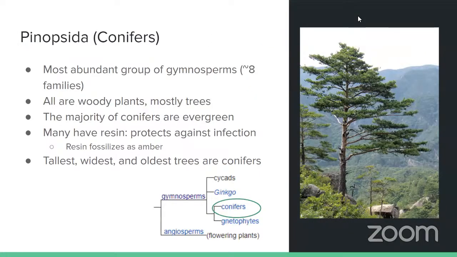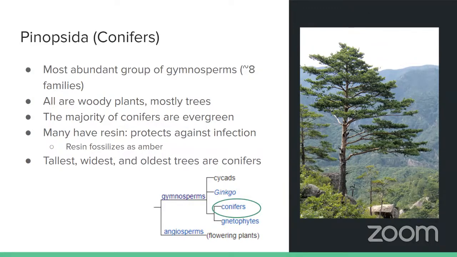Okay. So let's talk about a couple of examples of species or genera within our conifers. At this current point in time, our conifers are our most abundant group of gymnosperms. They're in about 8 families, so actually quite manageable compared to our angiosperms. And all of them are going to be woody plants. They're mostly trees. So our woody plants are going to stay around year after year, right?